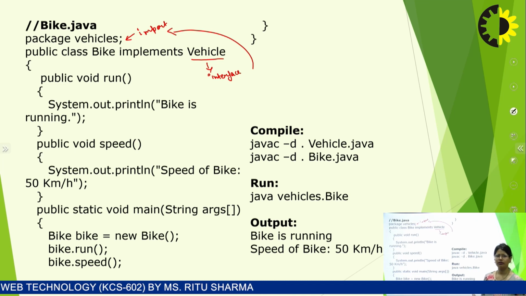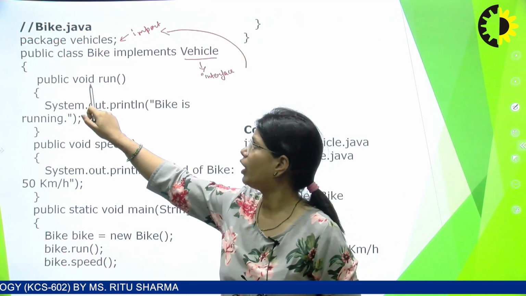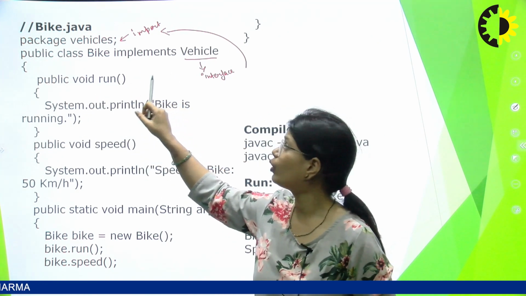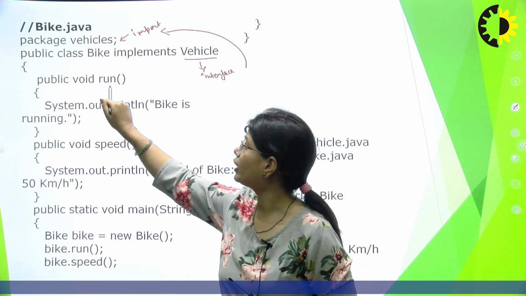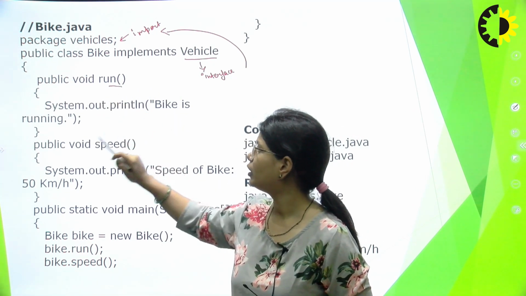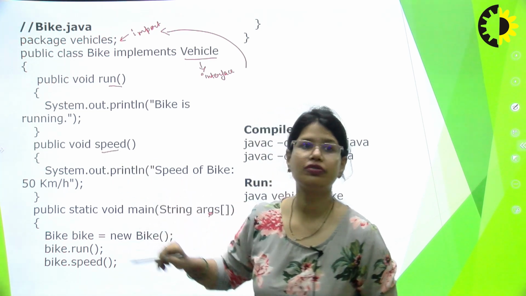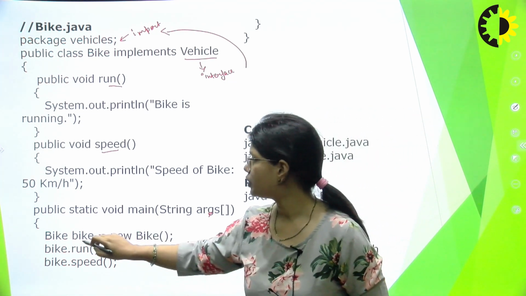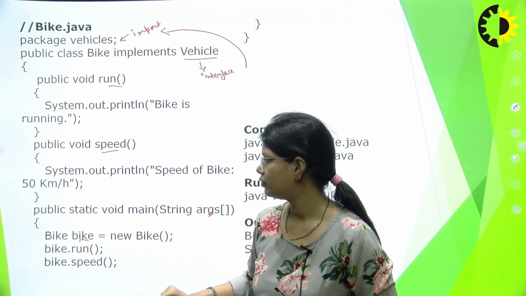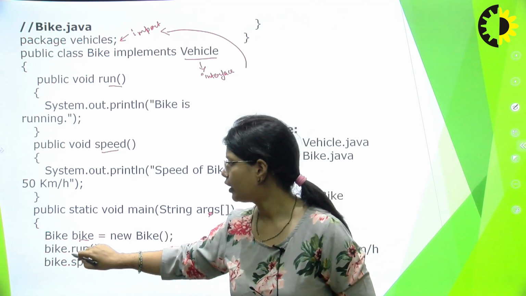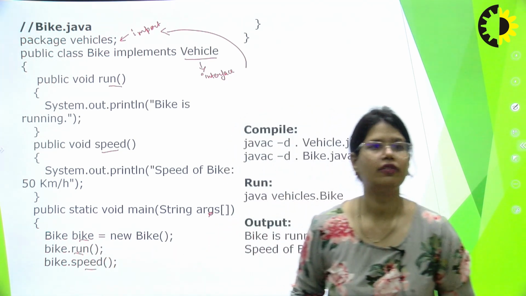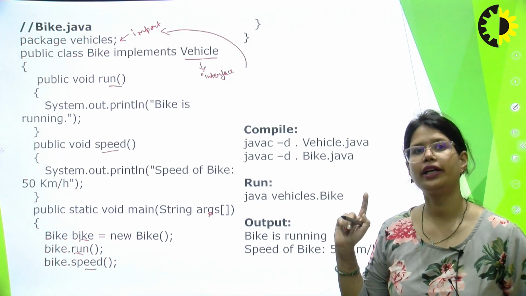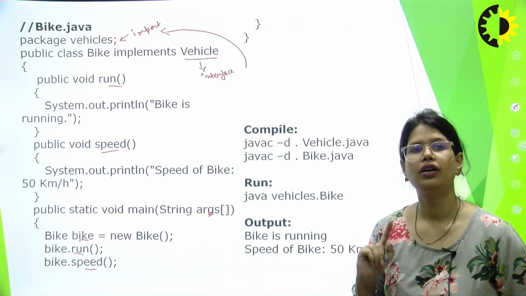We just declare the methods, right? We will be discussing interfaces later. So we are just defining the methods which were declared in that interface. We define the method run, like bike is running, then speed, that the speed of bike is 50 km/h. Then we create an object for Bike, and run those methods which we defined in this class, which were earlier declared in the interface, which was already in the package called vehicles.